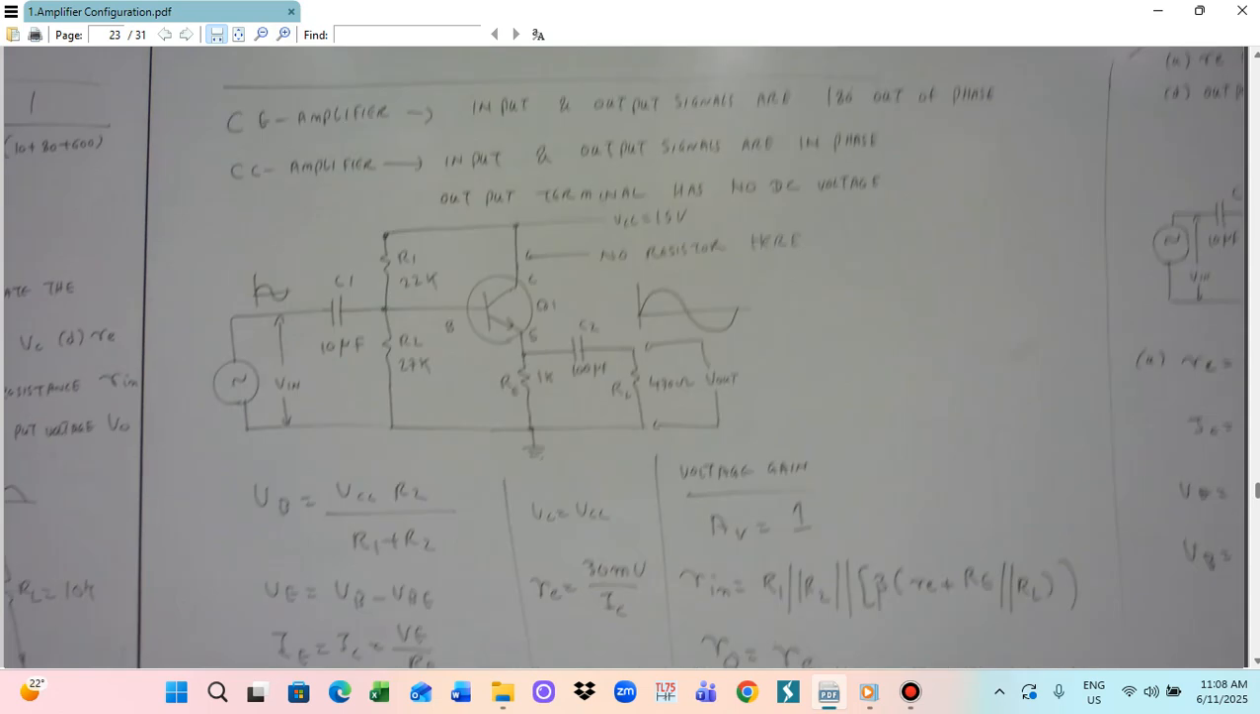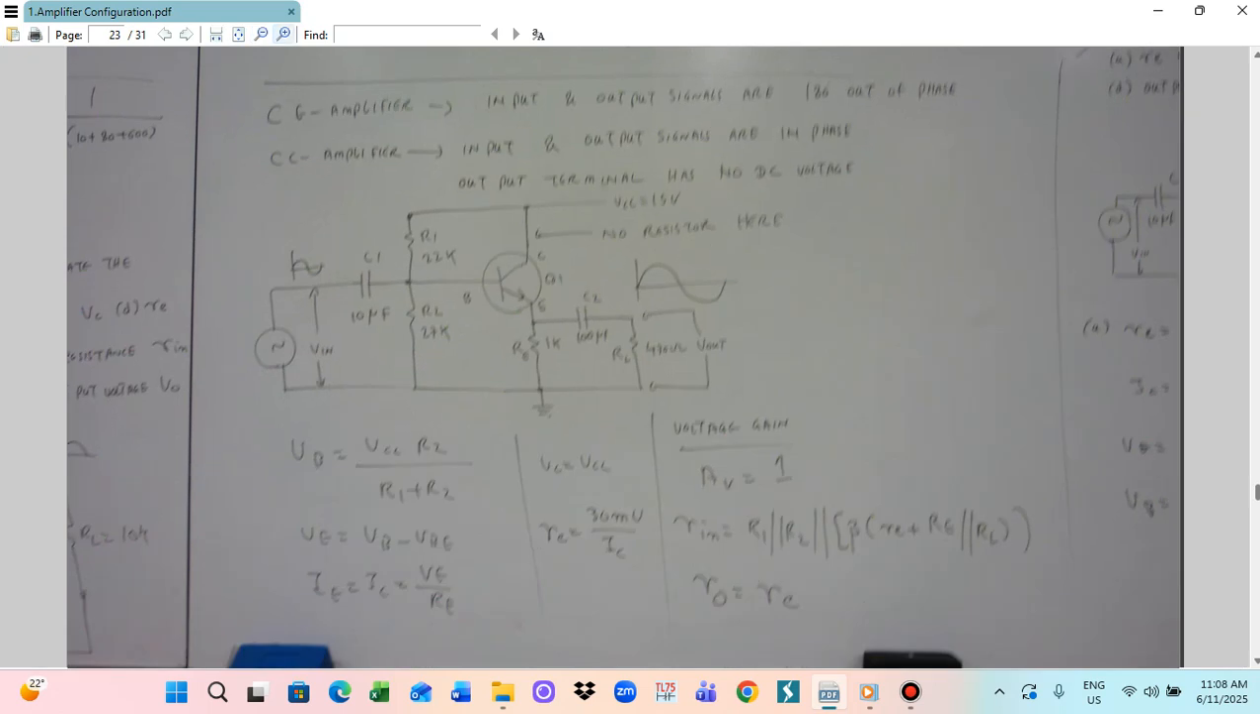Now I will draw the common collector amplifier. The reason is to provide in-phase input and output voltage. If input and output signals need to be in phase, we cannot use the CE amplifier. Instead, we have to use the CC amplifier. Here is the circuit diagram for the CC amplifier, so you can see the difference. In the CE amplifier, we take the output at the collector, and we also put this RL.